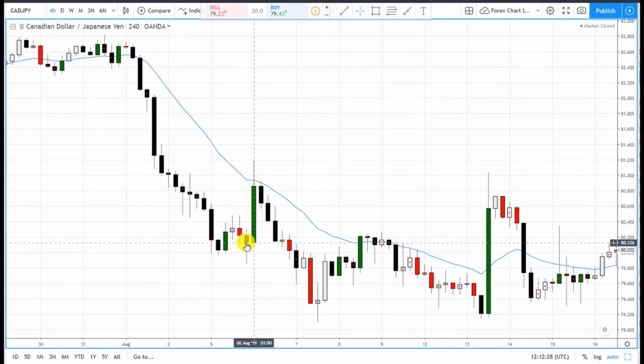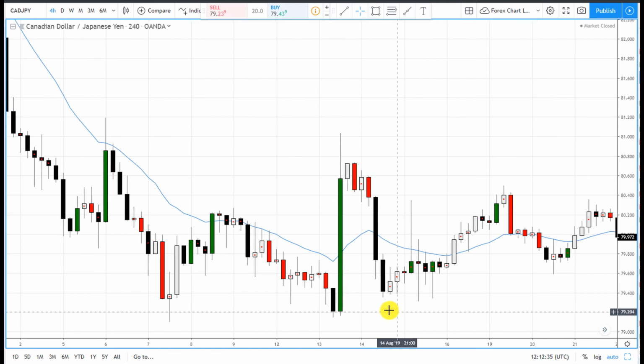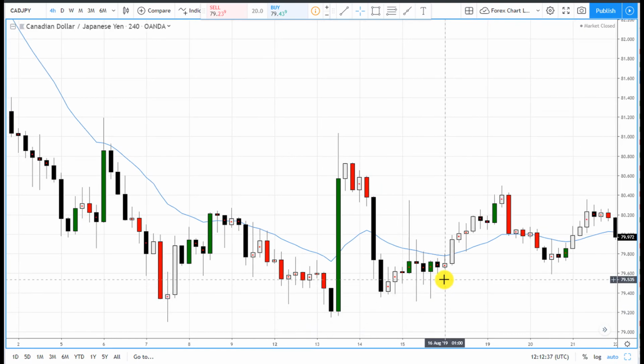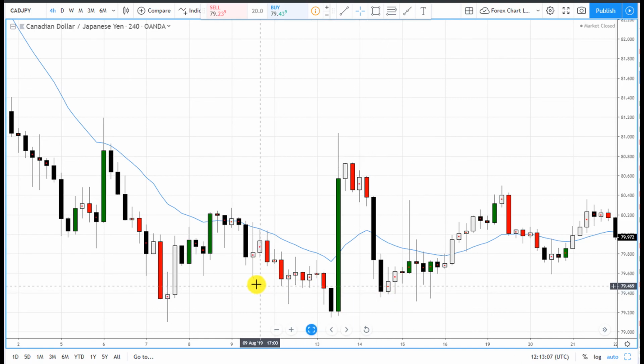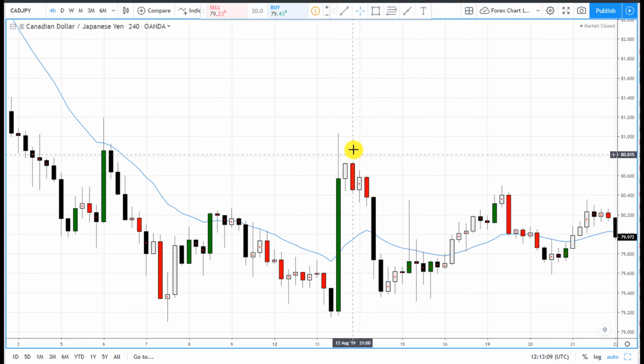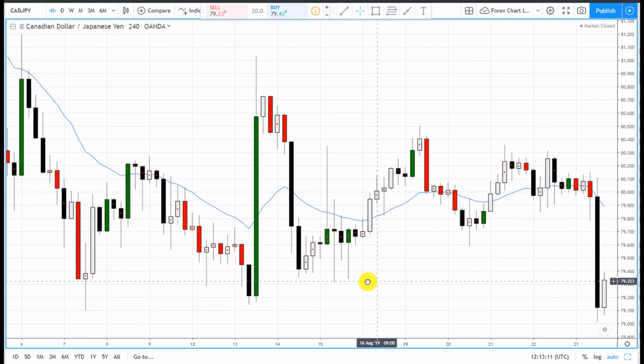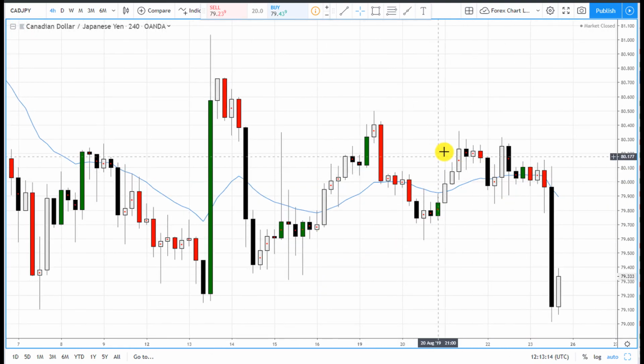These bullish pin bars indicate that there are bullish buyers in the market, and the momentum is changing. And these bearish and bullish pin bars and wicks are important to know, because they will help us identify when price action is changing and when the momentum is changing.